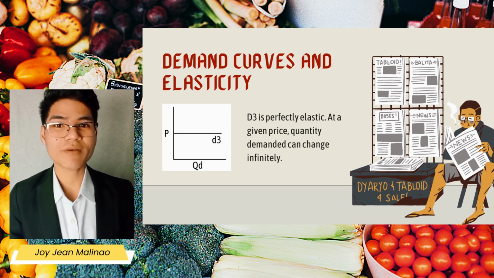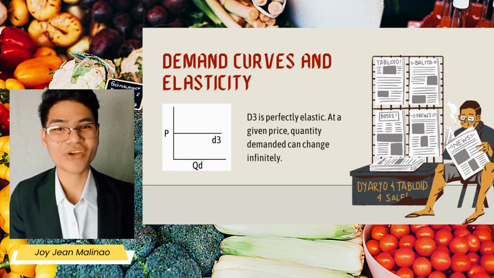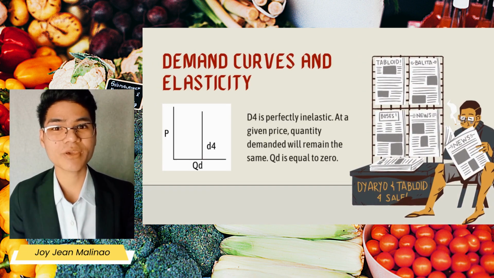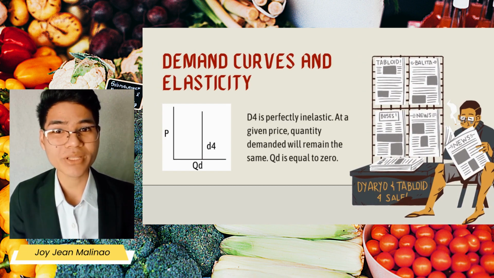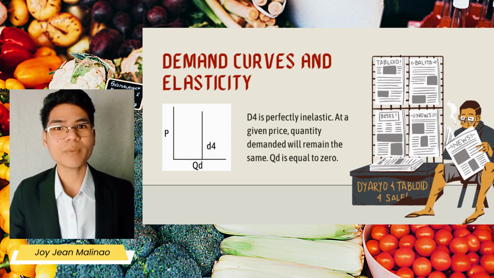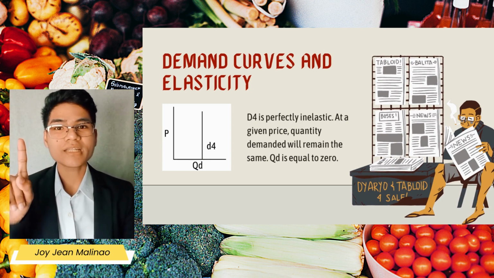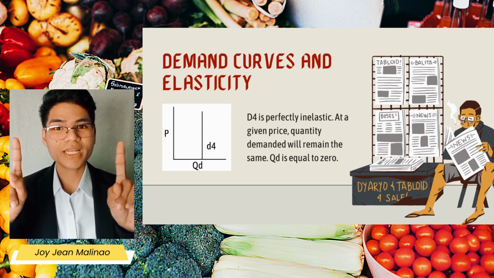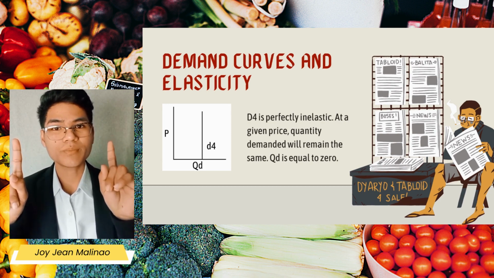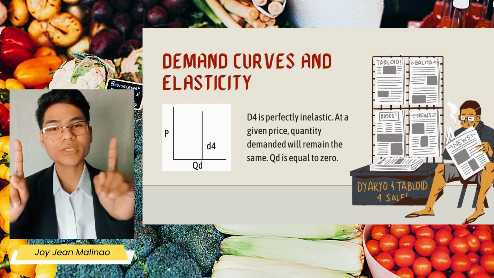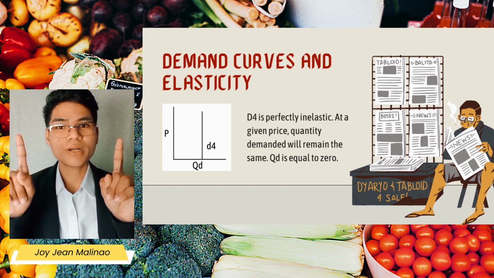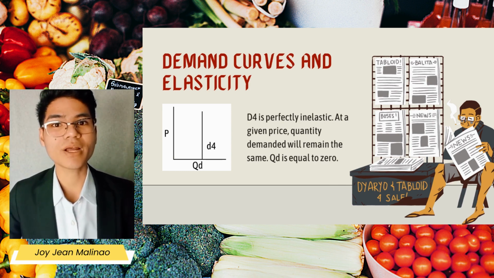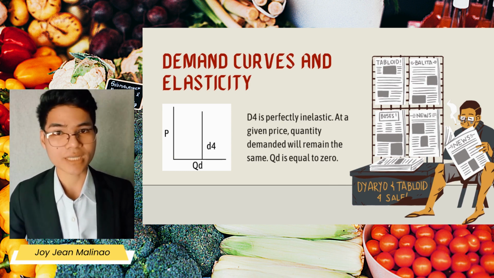And now let's talk about the last graph in the demand curve and elasticity. D4 is perfectly inelastic. At a given price, quantity demanded will remain the same. Meaning, the price is 10, and the quantity demanded of D4 is perfectly inelastic. There's no change. It will remain the same. So 30, 30, 30. And our price is 10. That is possible in a demand curve. And now let's move on to the next topic.